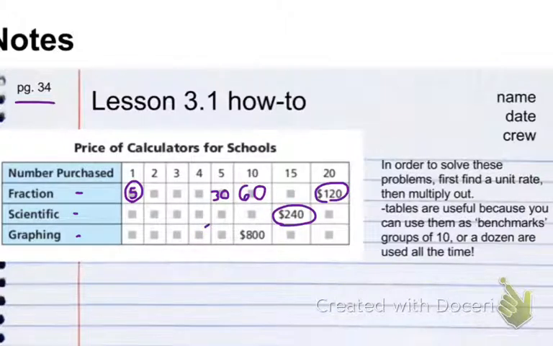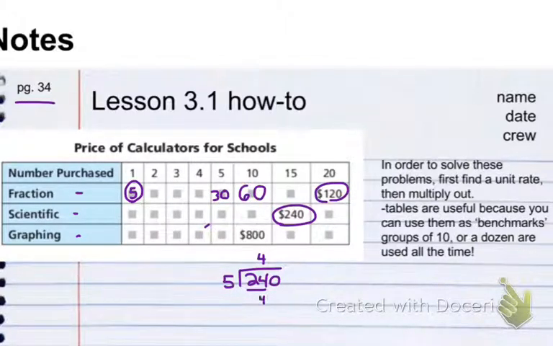I know that 15 of them cost $240. I can't exactly cut that in half the way I did with that other one. So instead I'm going to have to find a unit rate of 240. And a unit rate, remember, is a ratio where I find the cost of one, or the amount one is worth. And in this case, if I divide it out, well, let's see here, 24 goes into this 4 times.